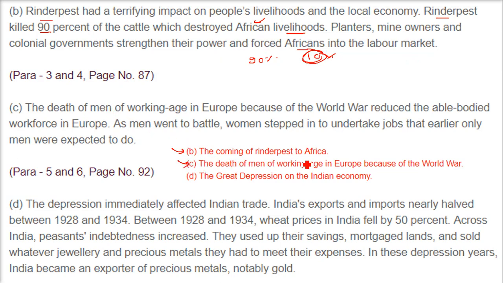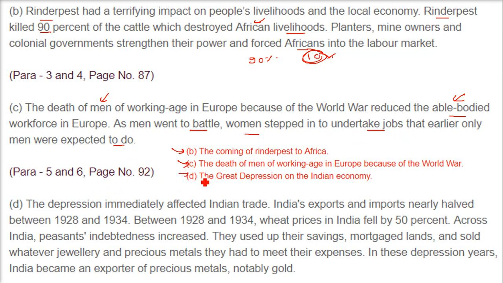Next is the death of men of working age in Europe because of the World War. These were young men who could fight, which is why they were taken to the war. Their death reduced the able-bodied workforce in Europe, that is the fit people in Europe. Because men went to the battle, women had to step out of their homes to undertake jobs that earlier only men were expected to do.